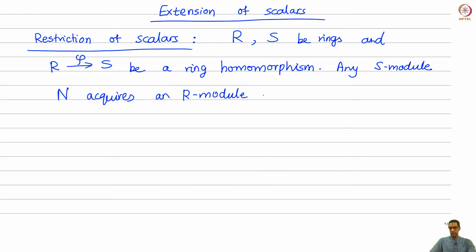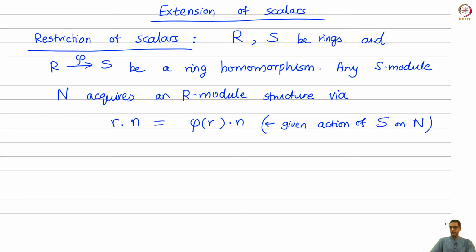So all these are left modules. Here I am not talking about commutative rings necessarily. It acquires an R module structure via the following definition. I want to make R act on an element n of N. Well, what I do is I first apply phi to r. So this is now an element of S, and I am of course given that N is an S module, so then I just act on n. The action on the right hand side is the given action, the scalar multiplication of S on N. So when I say action, I mean the scalar multiplication. Okay, so this is my new definition.